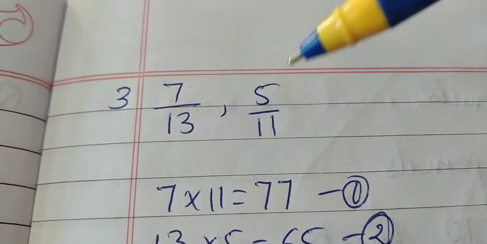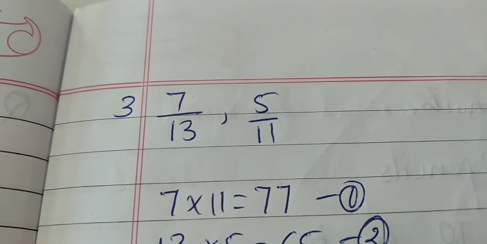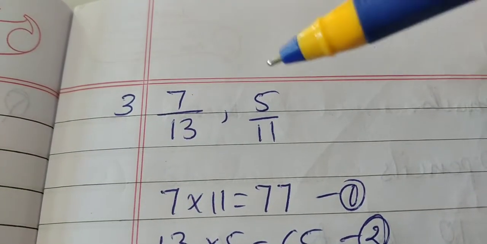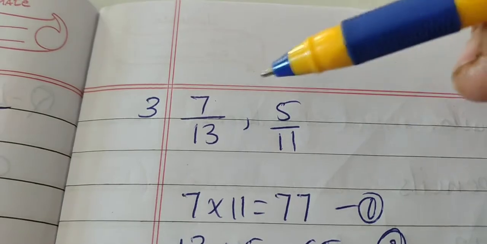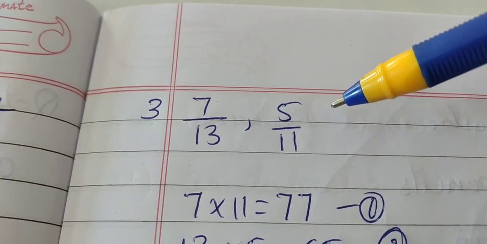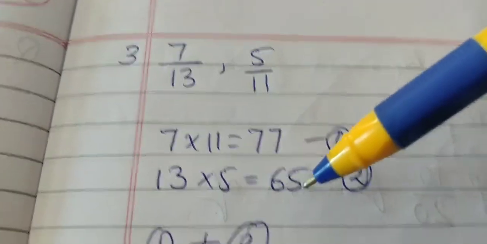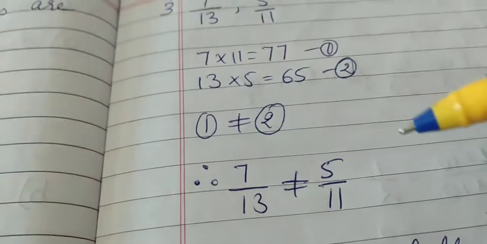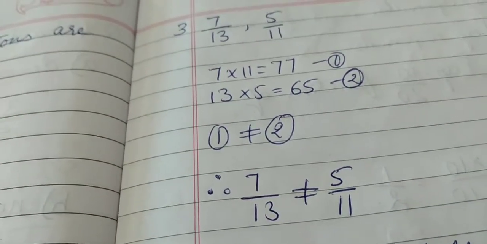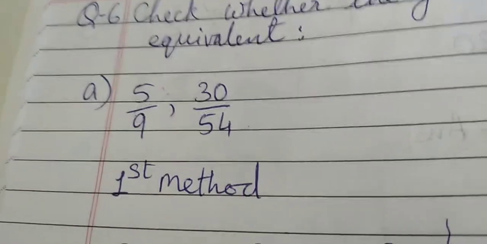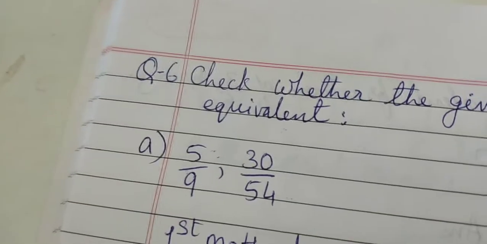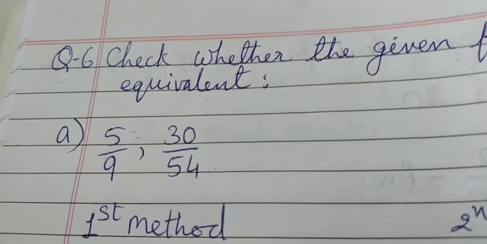Similarly, I have solved 7 upon 13 and 5 upon 11. Both are in the reduced form only, and from visualizing both the fractions we can easily tell they are not equal. But then also follow the method. 7 11s are 77, 13 5s are 65, both are not the same. So 7 upon 13 is not equal to 5 by 11. Is that clear? So this is how you have to solve the sums given under question number 6. Let's move on to question number 7.